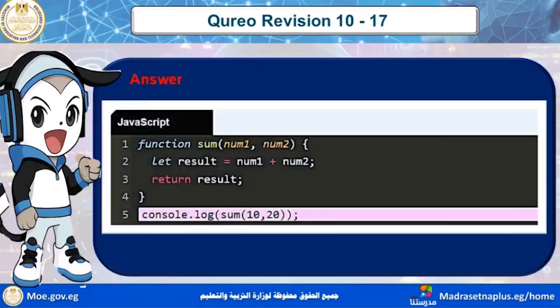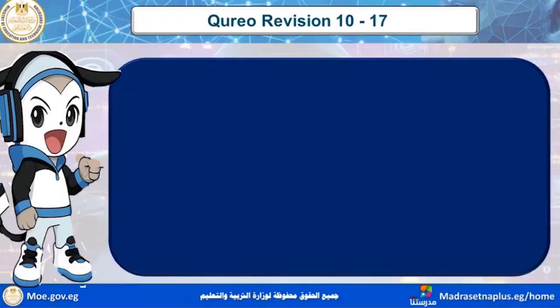Let's see another example. Here we must define a function named sum and take arguments num1 and num2. We have to let the result equal num1 plus num2, and return a value of 20.